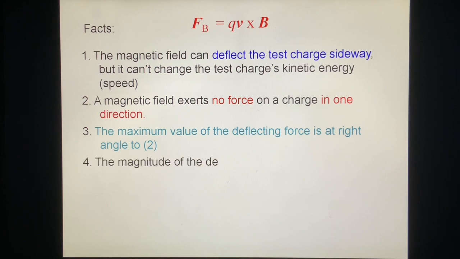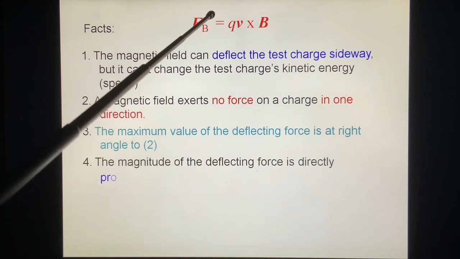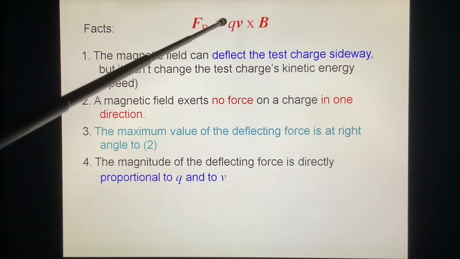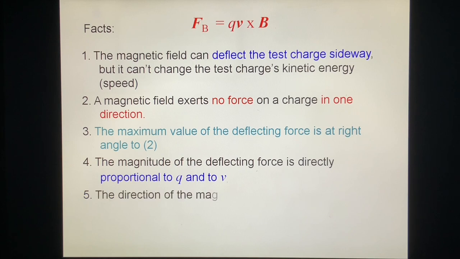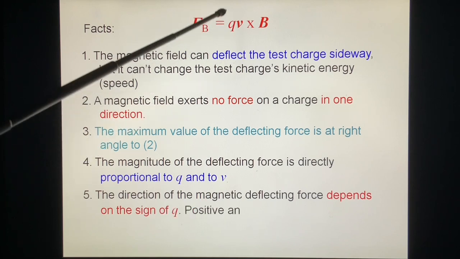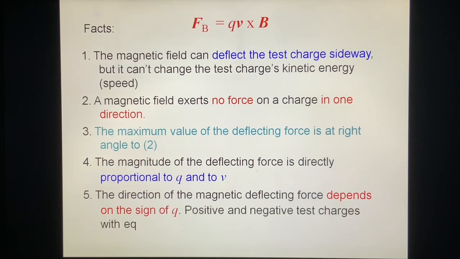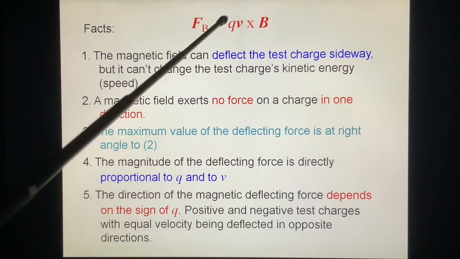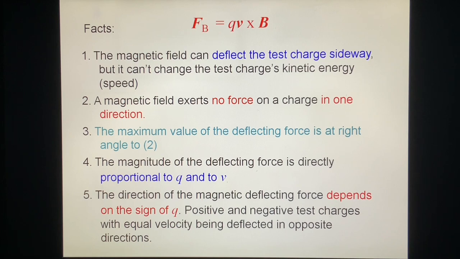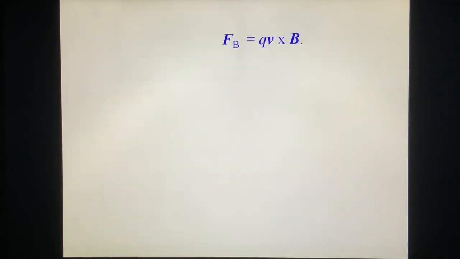Fact four, the magnitude of the deflecting force F is directly proportional to q and to v. Five, the direction of the magnetic deflecting force depends on the sign of q. Positive and negative test charges with equal velocity are deflected in opposite directions. You see how powerful this equation is? Okay. You have to remember this one: F_B equals q v cross B.